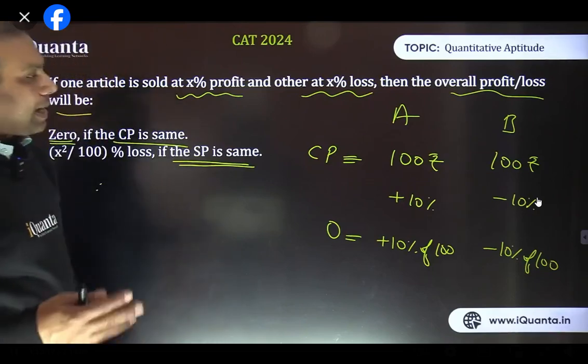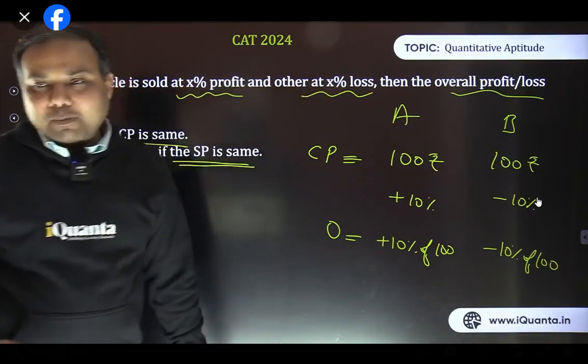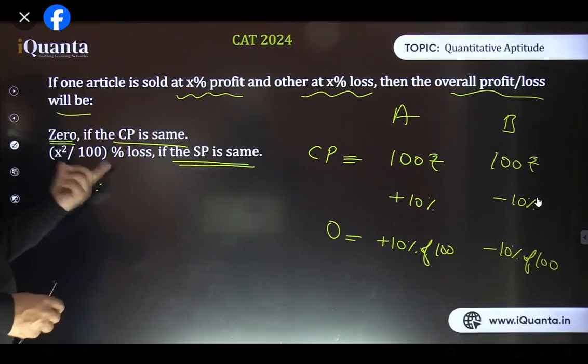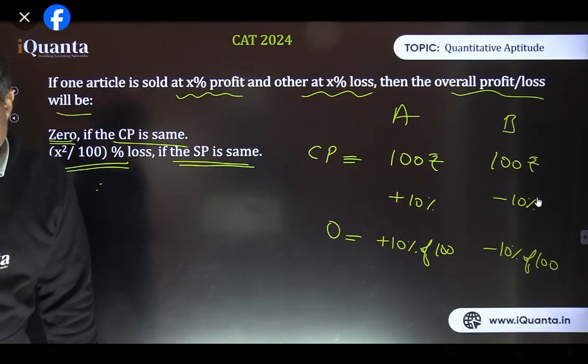If 2 articles are being sold at same selling price, and one is being sold at X% profit and the other one is being sold at X% loss, in that case, the net result is a loss. That loss is given by X square by 100%. Can you think of how?